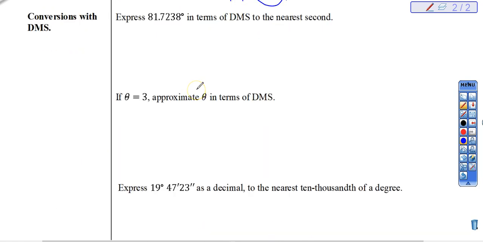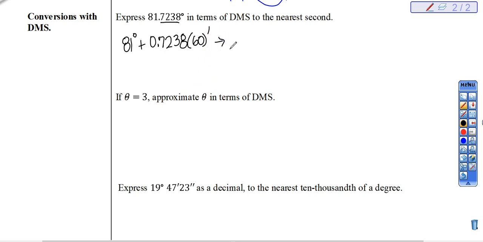So it says here we're going to take 81 and 7,238 10,000ths of a degree, and write it in a more precise form of degrees, minutes, and seconds. Here's what you do. You take 81 full degrees, and this is a part of a degree. It's like 72.38% of a degree if I wrote it as a percent. So I'm going to multiply this leftover portion of a degree times 60 minutes, and it's going to tell me how many minutes that represents.